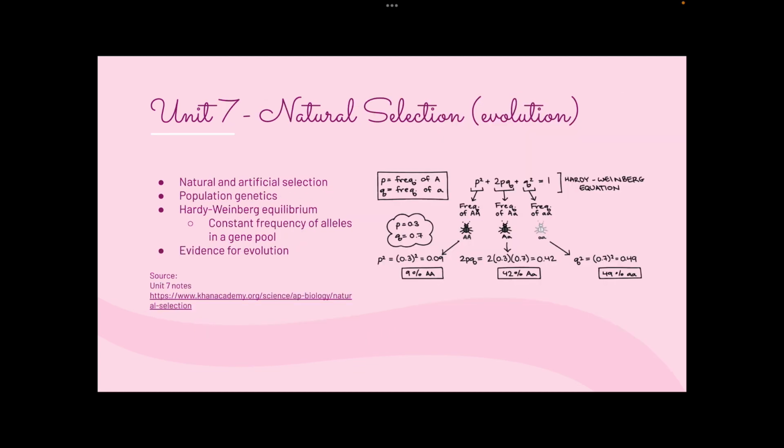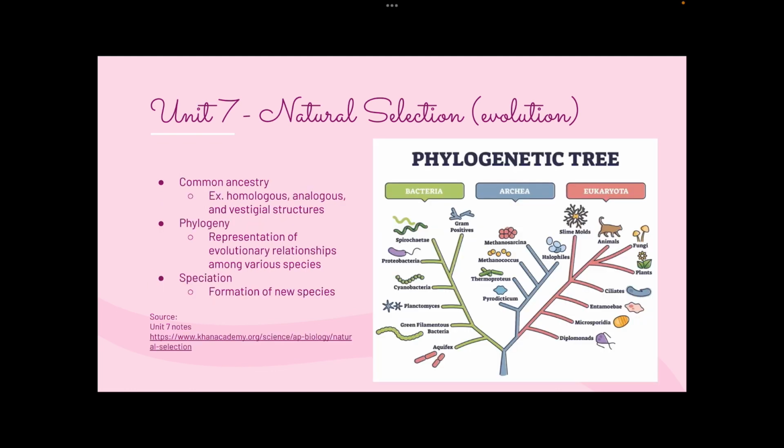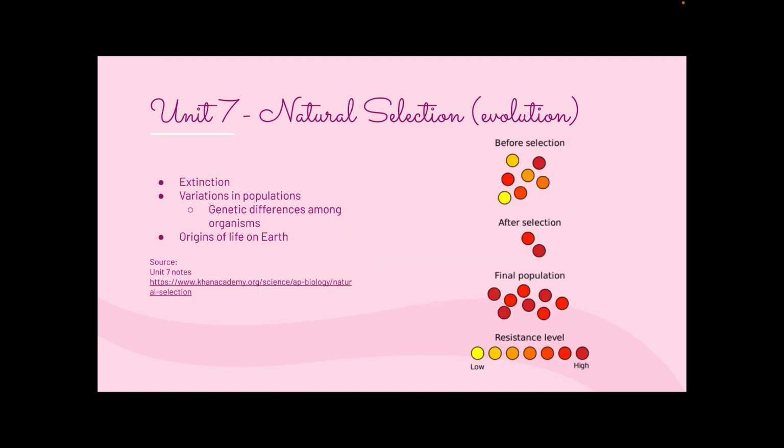So the next unit I chose was Unit 7, and Unit 7 covers natural selection and evolution. The sections and topics it includes are natural and artificial selection, population genetics, Hardy-Weinberg equilibrium, which is the constant frequency of alleles in a gene pool, evidence for evolution, common ancestry such as homologous, analogous, and vestigial structures, phylogeny, which is the representation of evolutionary relationships among various species, and speciation, which is the formation of new species.